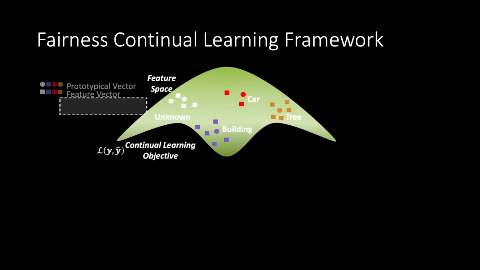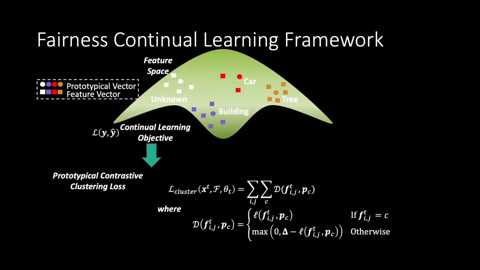In our approach, we define the continual learning objective as the prototypical contrastive clustering loss, where features of the same class would be pulled closer, while features of different classes would be pushed far away. In addition, the deep representations of unknown classes will be grouped into the same cluster of unknown classes, to produce discriminative features against other classes.